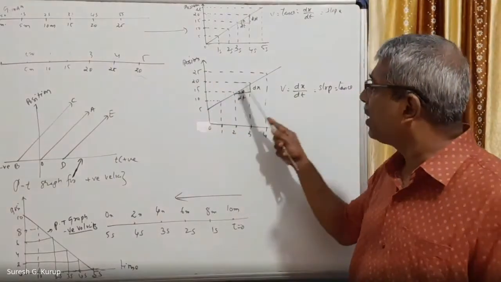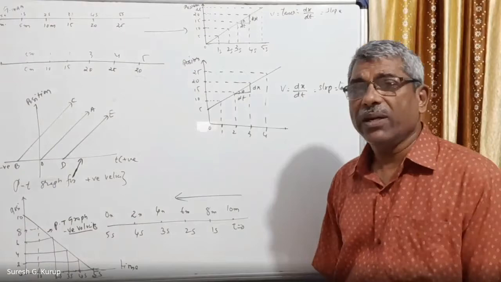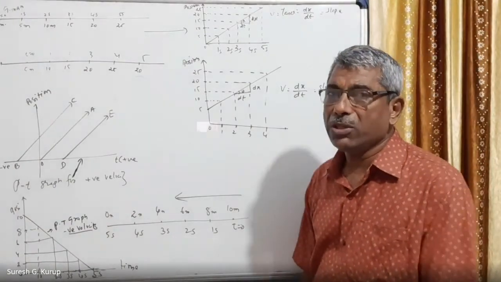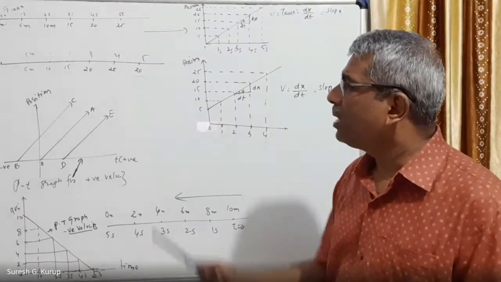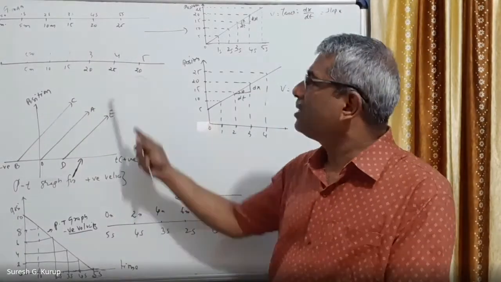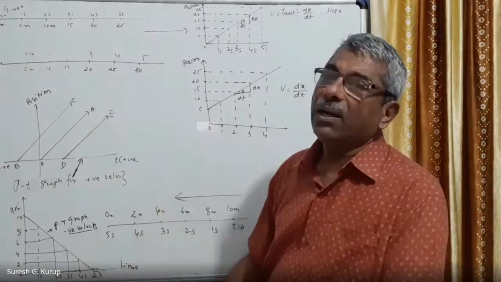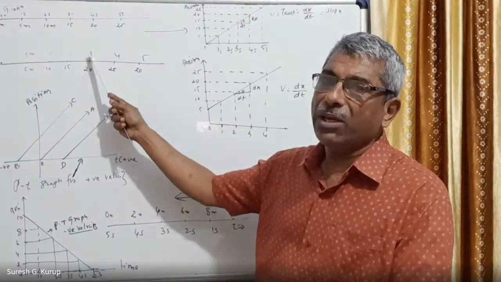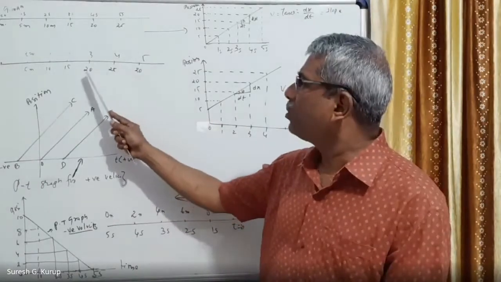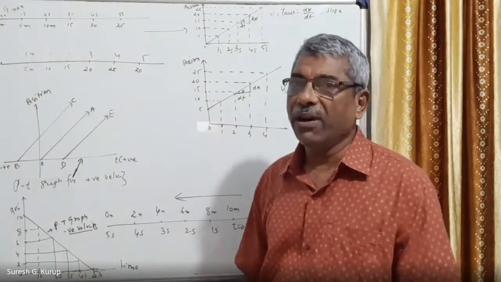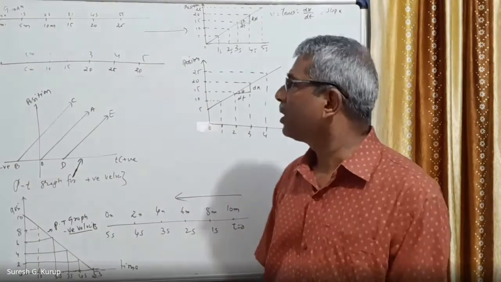Then also you are getting a straight line. Why is it a straight line? Because it is covering equal displacements in equal intervals of time. The difference between two consecutive time seconds is equal to the displacement. Suppose between 4 seconds and 3 seconds, the difference in time is equal to 1 second. And what is the displacement? Displacement is equal to 25 minus 20 is equal to 5. 5 by 1 is equal to 5 meters per second.